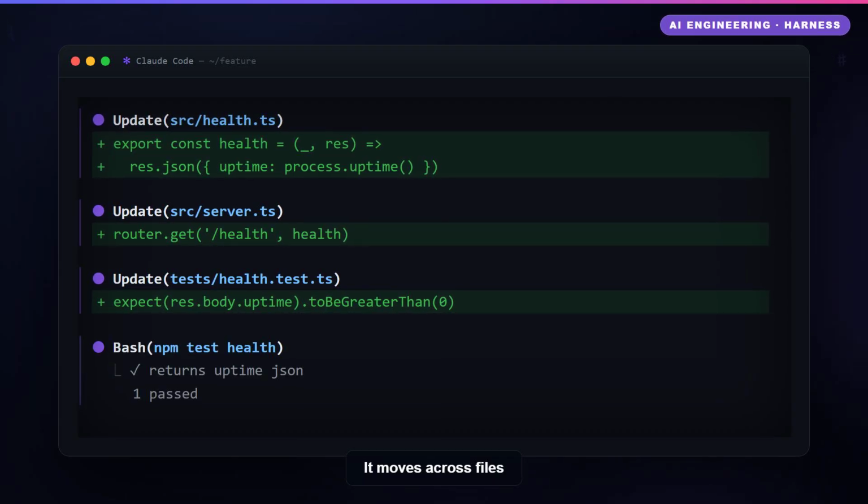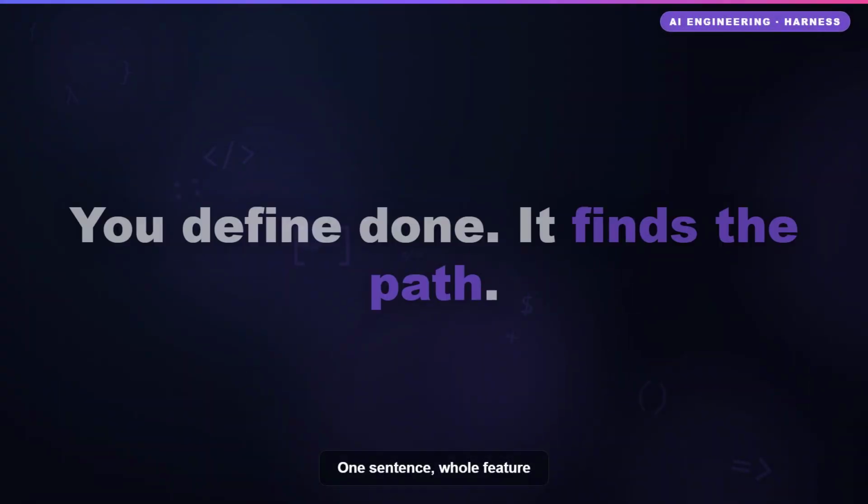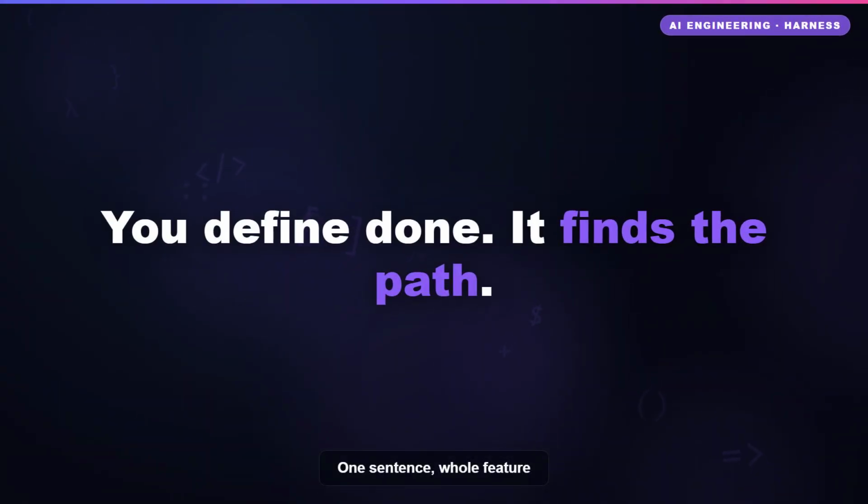No hand-holding between files. It's carrying the goal through each one. Watch it lay the feature down. 3 files changed, a test written in passing, and I gave it exactly 1 sentence. That's the harness carrying a goal across a whole feature. You define done, expose the tools, and the journey between files is its problem to solve, not yours.